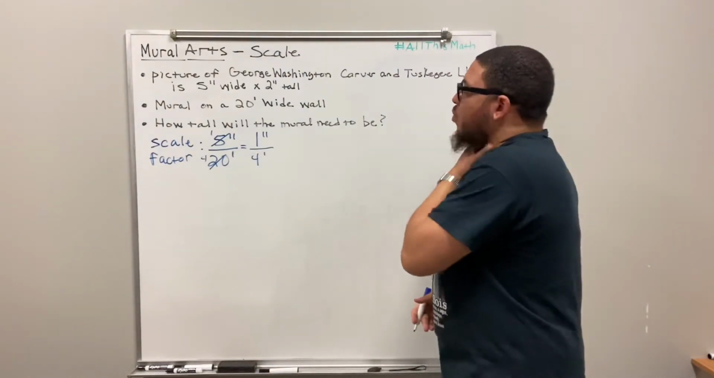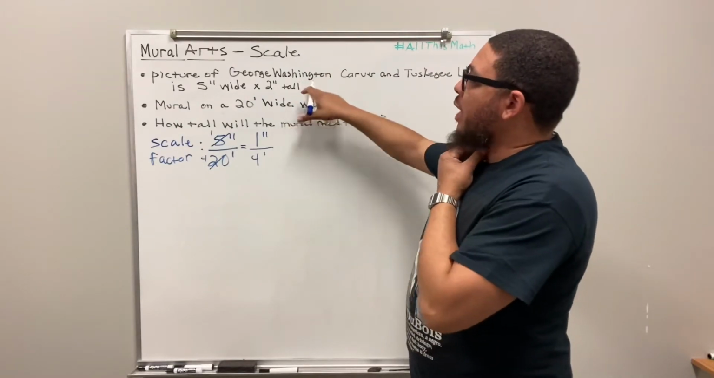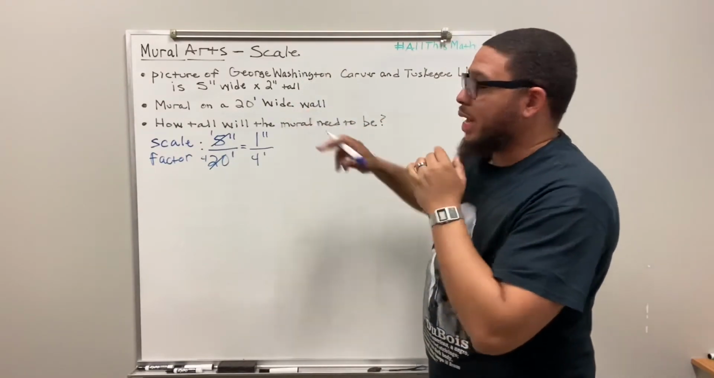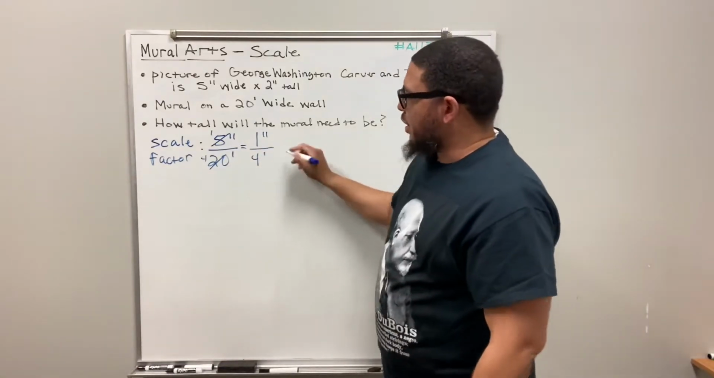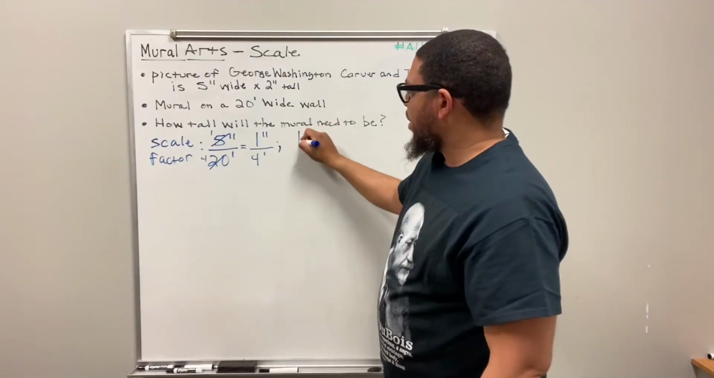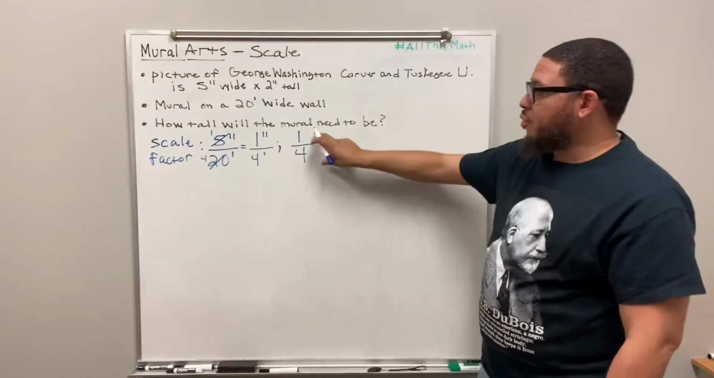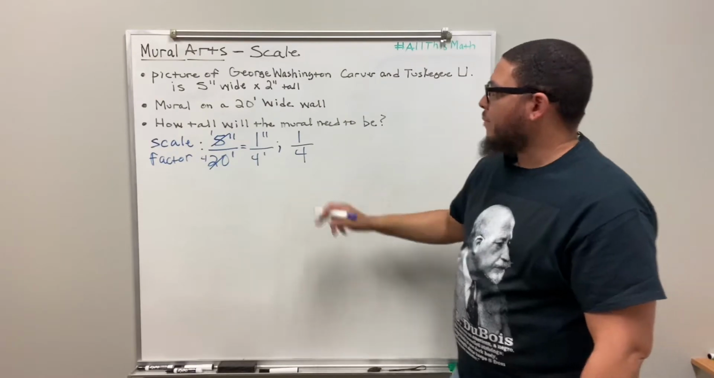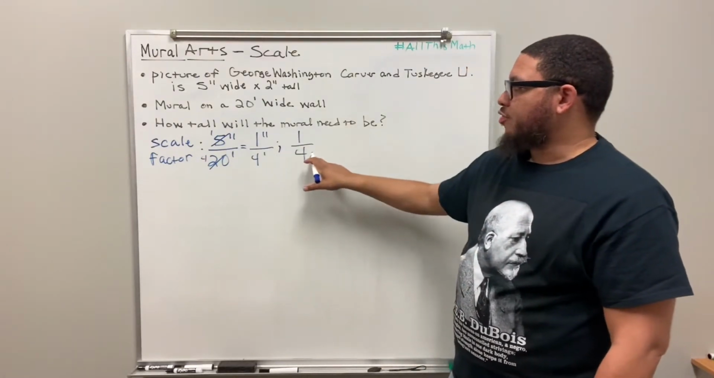So now, what I want to know is how tall would a mural be, right? Now, I know how tall the picture is, but I don't know how tall the mural is going to be. So I'm going to take this fraction right here, and I'm going to say 1/4, right? Because that's my scale factor. 1/4 is my scale factor, okay? Because every inch is equal to 4 feet. So 1 out of 4, right?